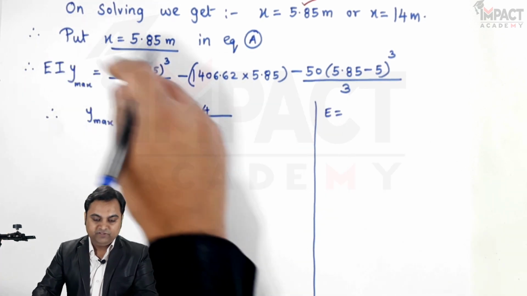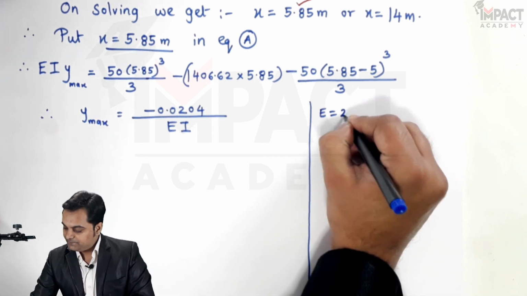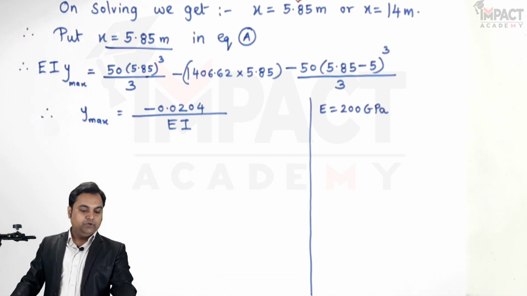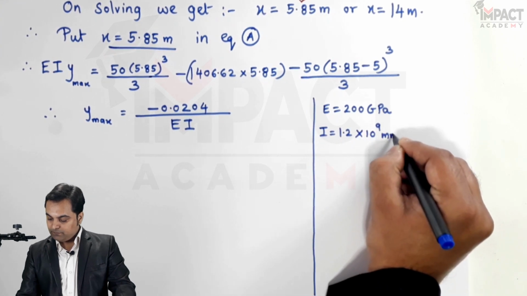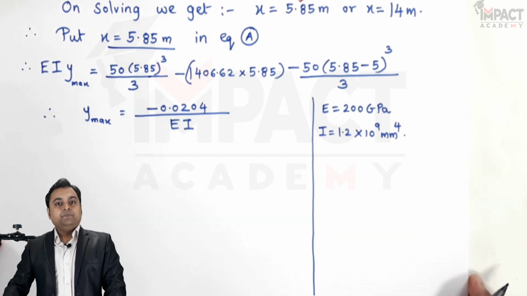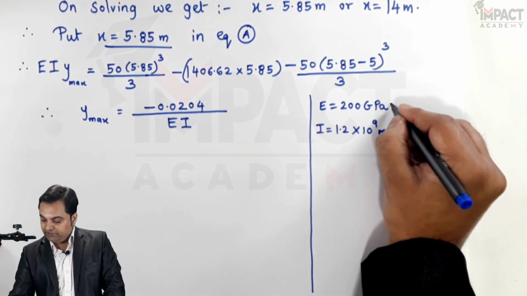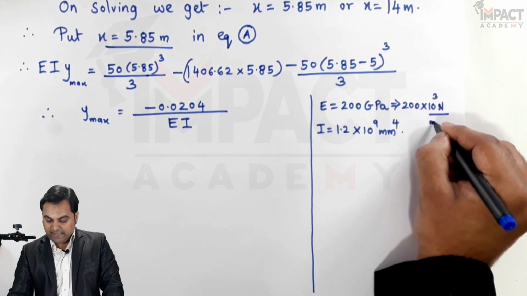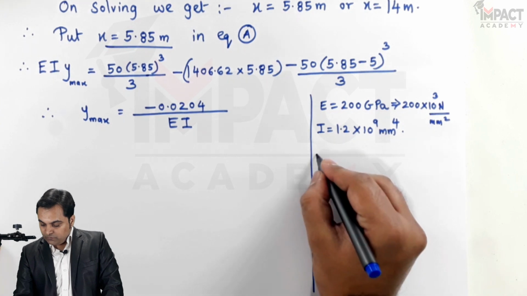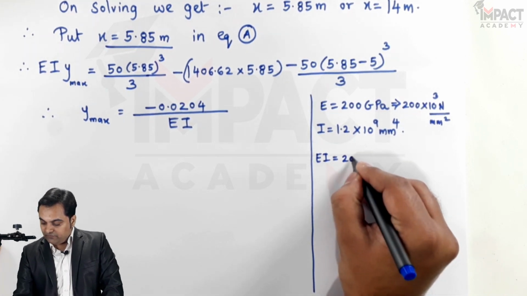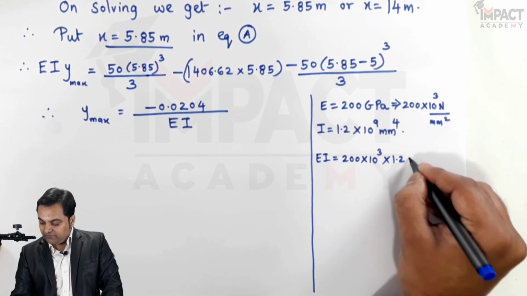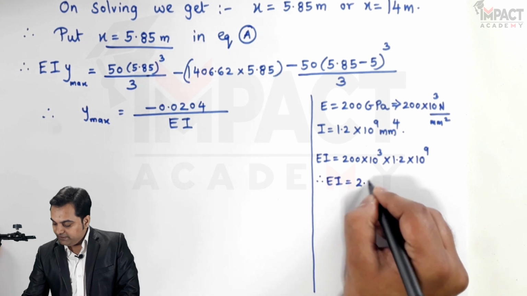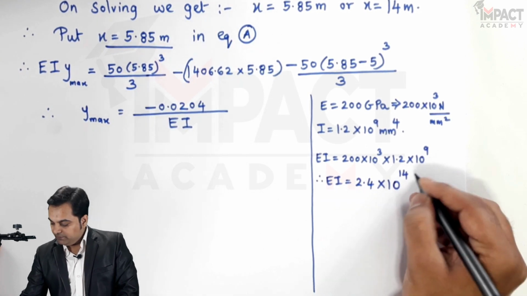The value of E is given, it was 200 GPa, gigapascal, and I was 1.2 × 10⁻⁹ mm⁴. Now this GPa needs to be converted, so it would be 200 × 10³ newton per mm square, and EI is the multiplication of these two terms, so EI would be 200 × 10³ × 1.2 multiplied by 10 raised to 9. So therefore it gives me the answer as 2.4 into 10 raised to 14 Newton mm square.